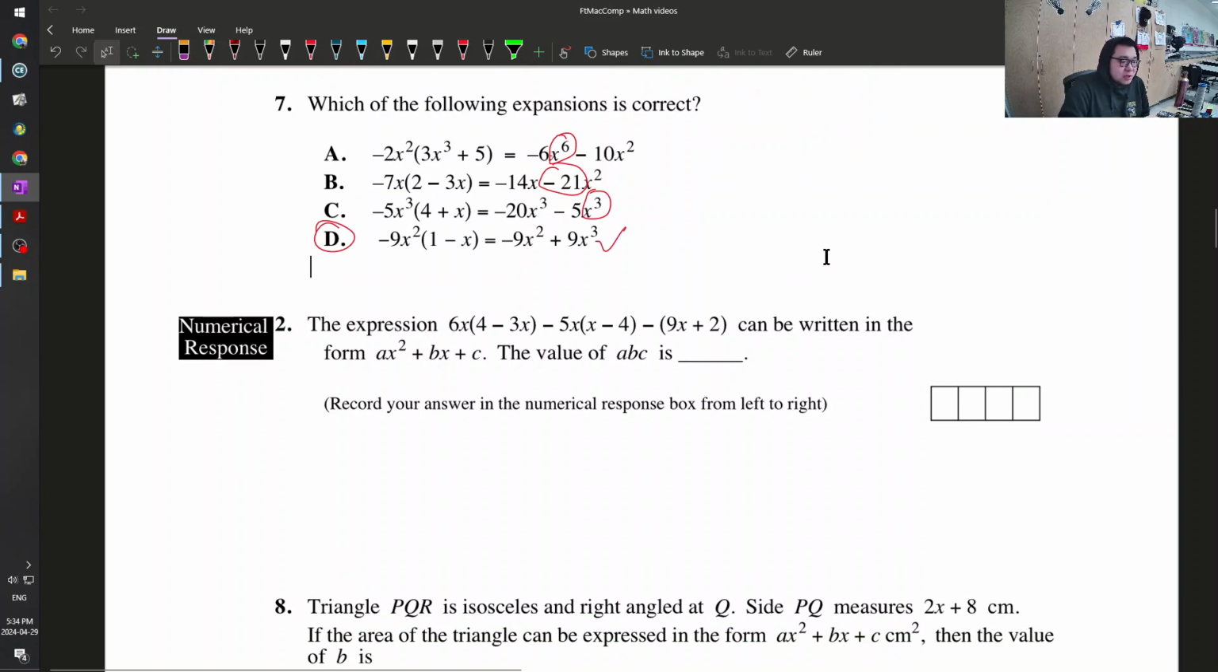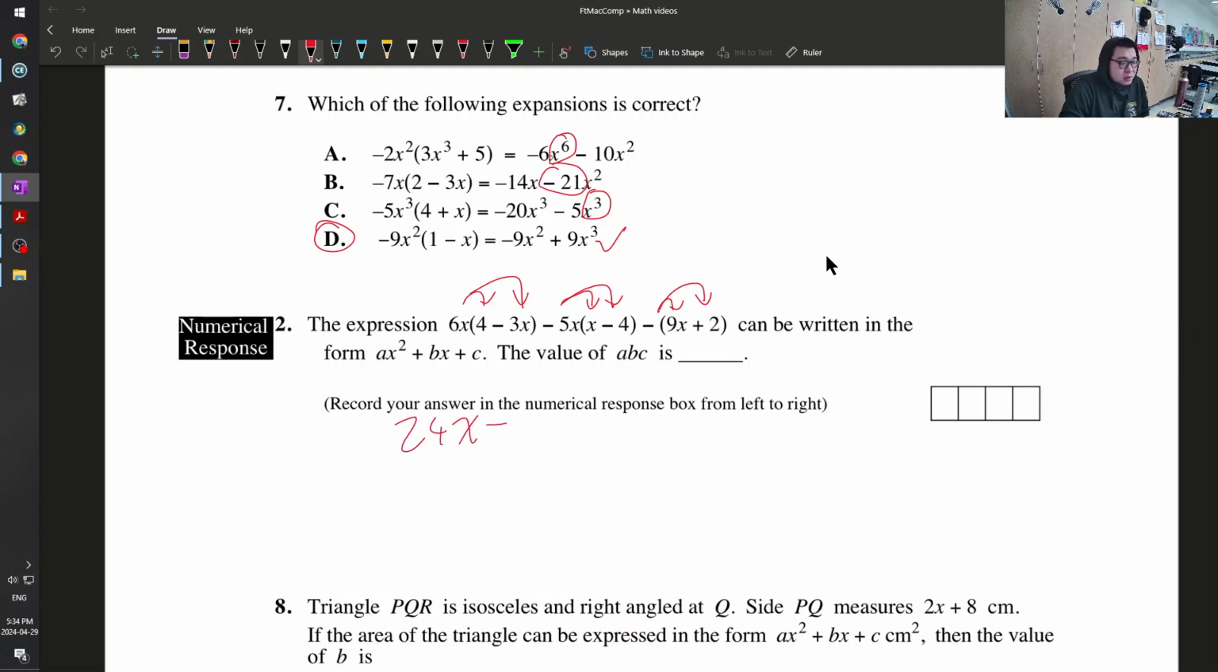Okay, the expression this times this can be written in the form ax squared plus bx plus c. What is the value of a times b times c? So we have to expand everything, right? Let's hope I don't make any mistakes. So negative also counts as a negative 1. Okay, so I just do this by myself.